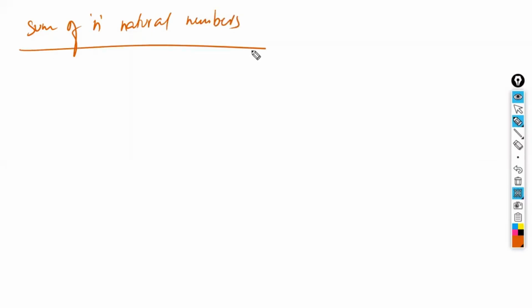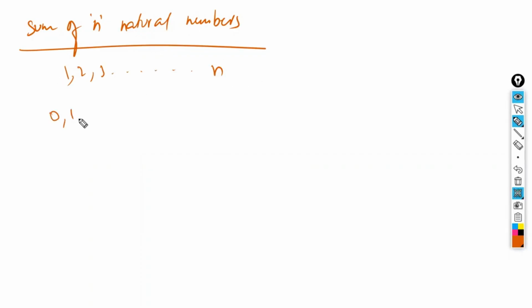They asked for a program for doing the sum of n natural numbers, using the while loop. We have to write it using the while loop. Now, what are natural numbers? Natural numbers means 1, 2, 3, like this up to n. This is called n natural numbers.